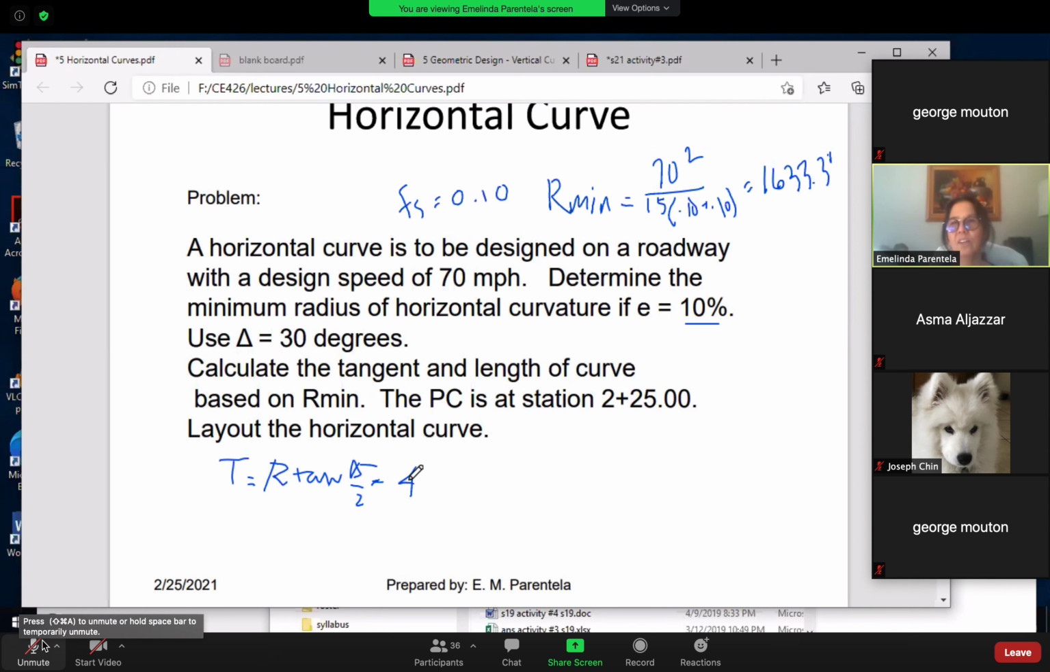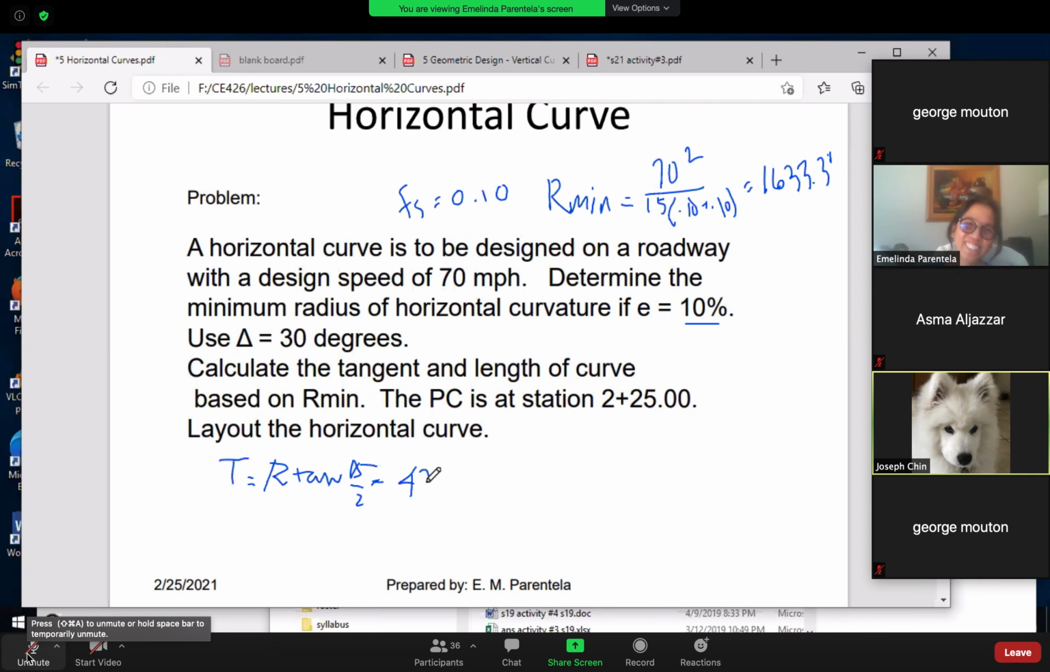The name is showing up as George, but I know you're not George. So 437. Yeah, I also got the same thing too.